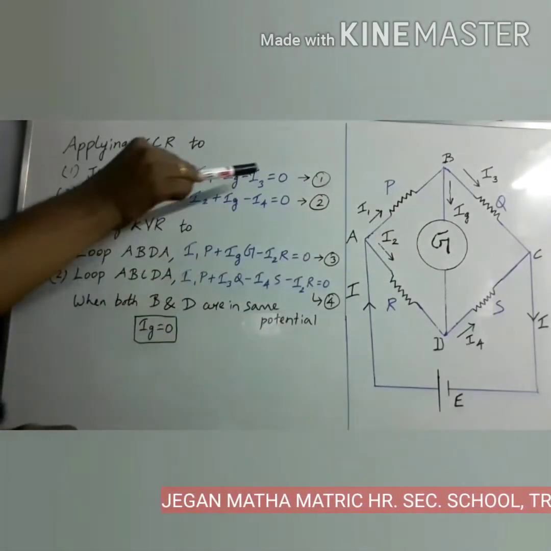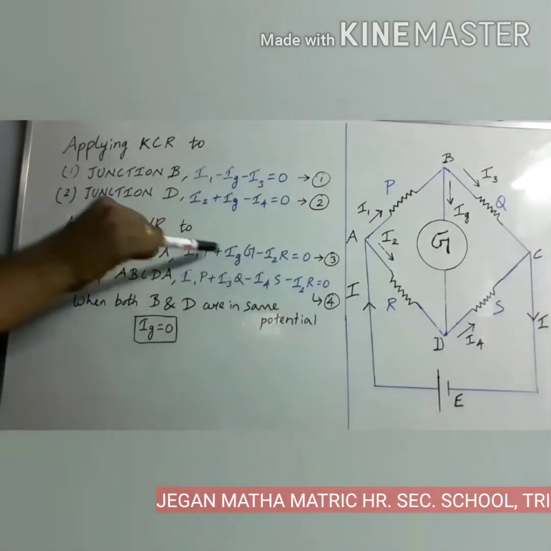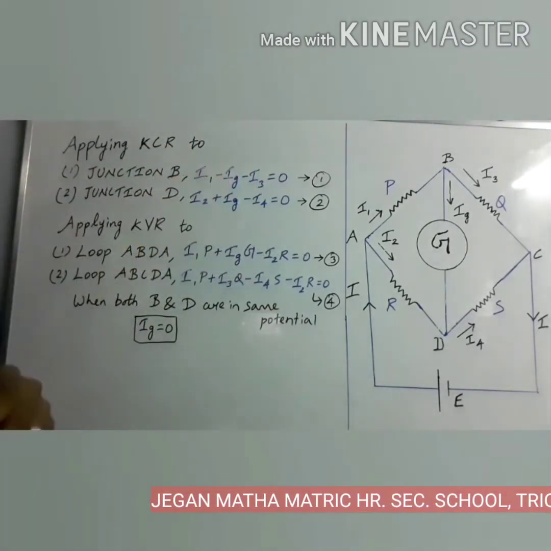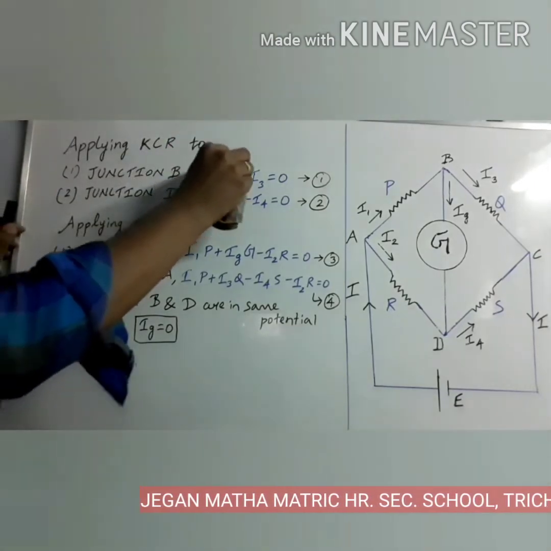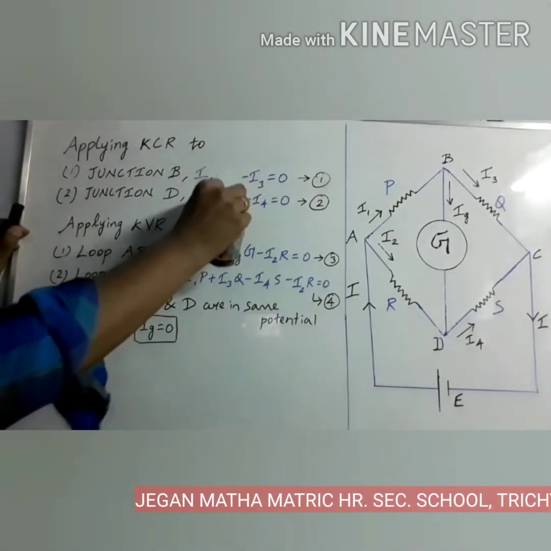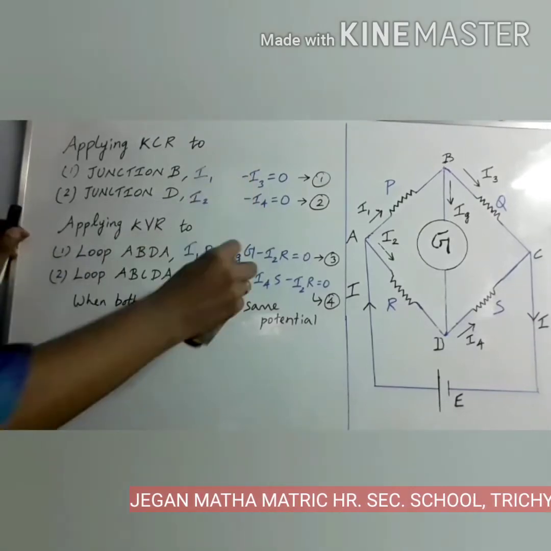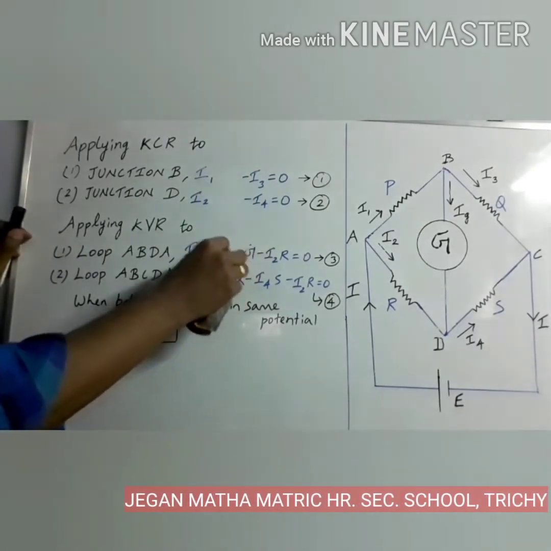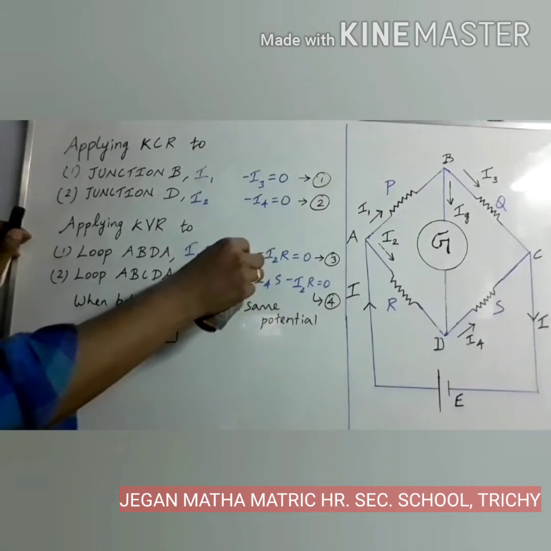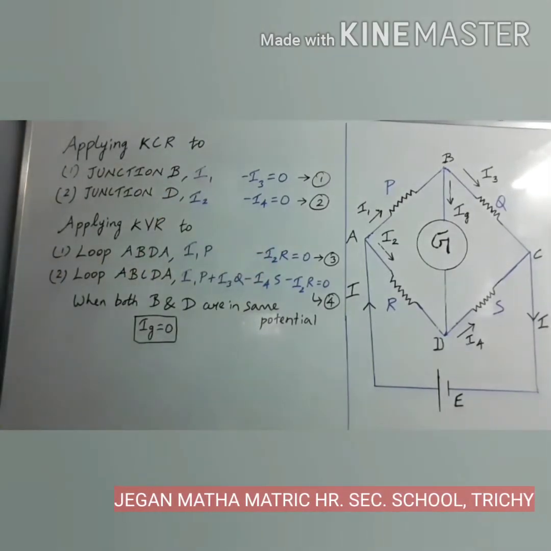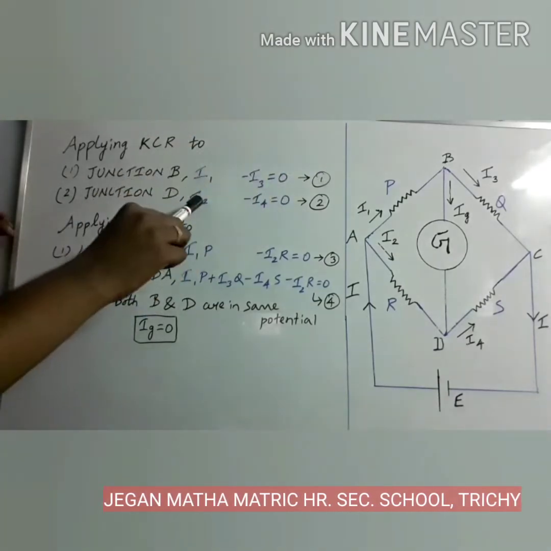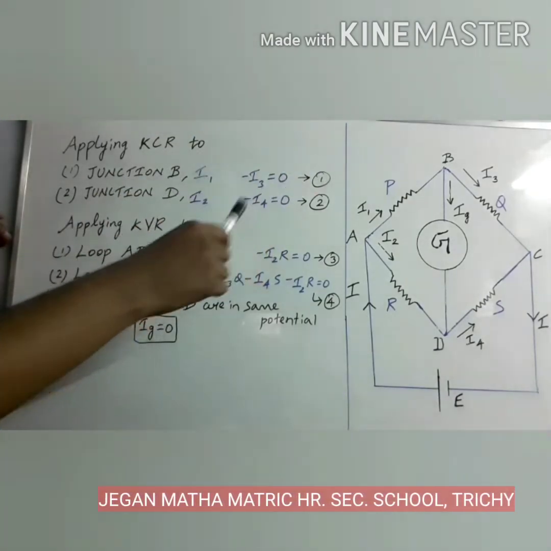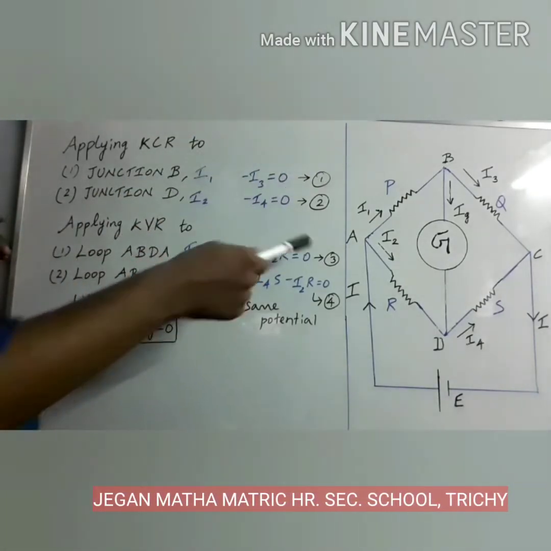This value can be substituted in equation 1, equation 2 and equation number 3. So here this value can be substituted as 0. So there will be no Ig. So Ig can be taken away. So here also Ig into G will be equal to 0. So now equation 1 becomes I1 minus I3 equal to 0, and I2 minus I4 equal to 0. I1P minus I2R equal to 0.